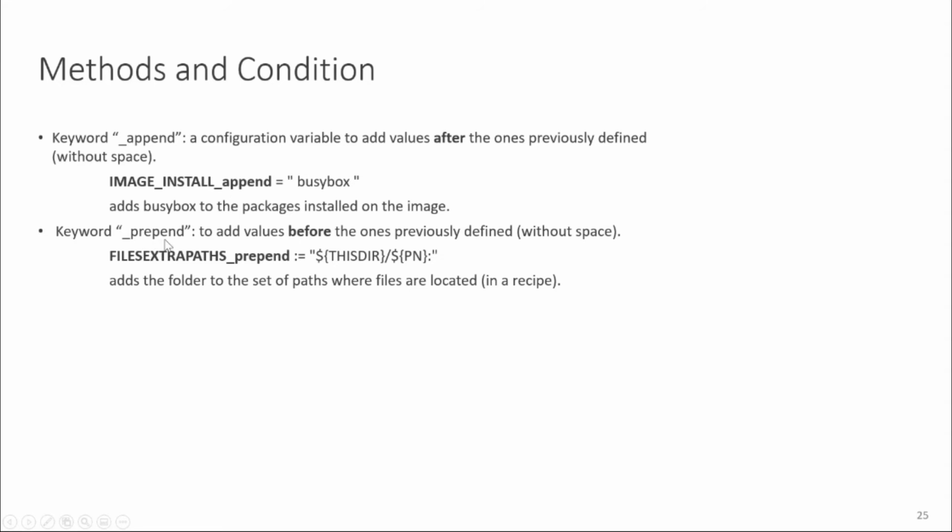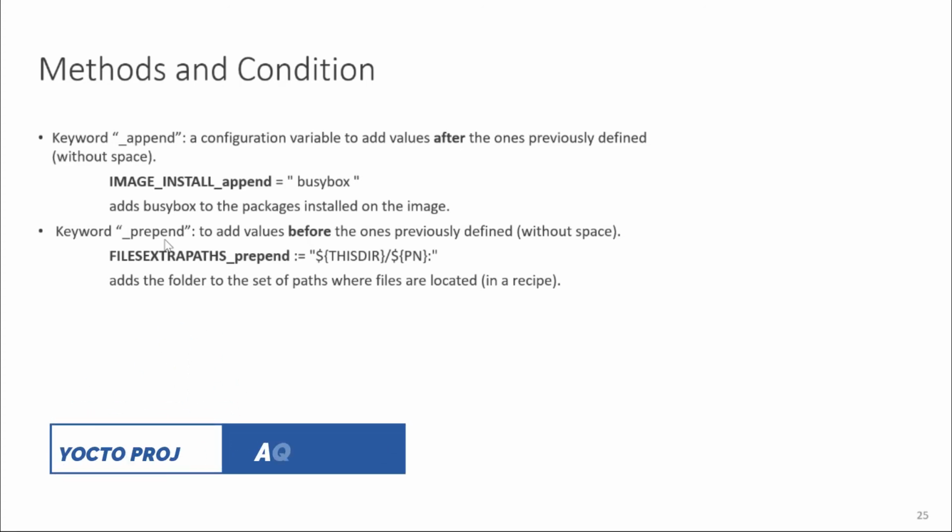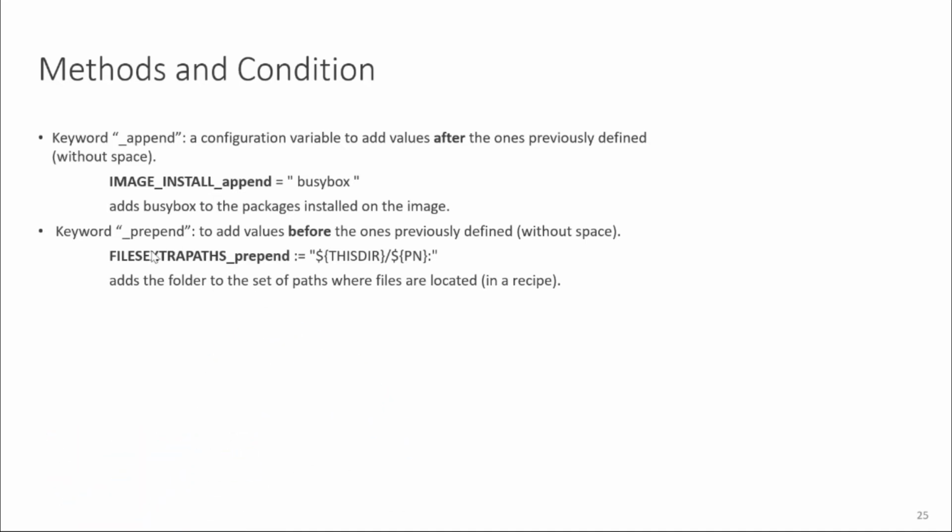Then the keyword prepend is used to add values before the ones previously defined. So it will add the value before, not after, just the opposite of append. It also adds the value without any space. In the example below, it will add the folder to the set of paths.